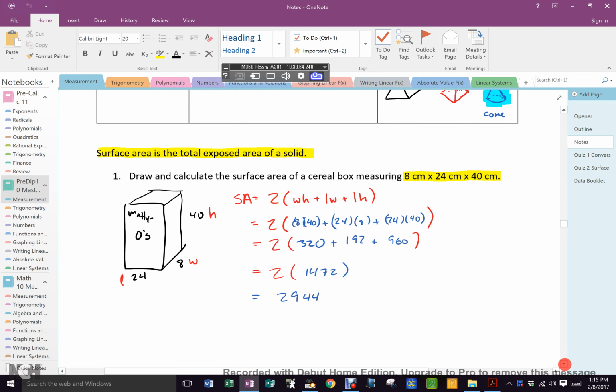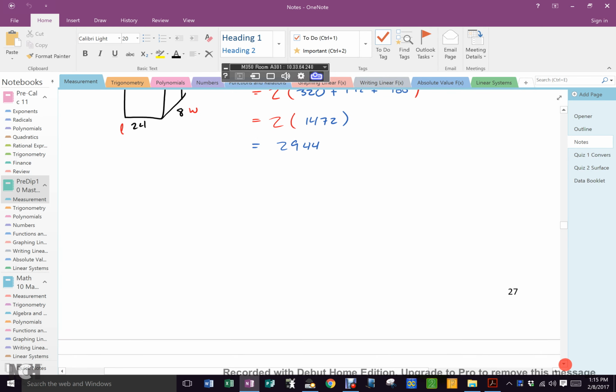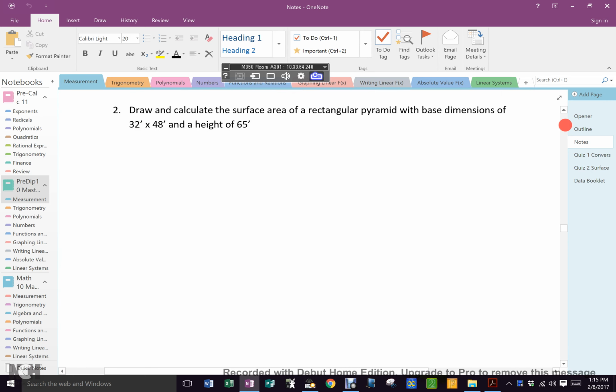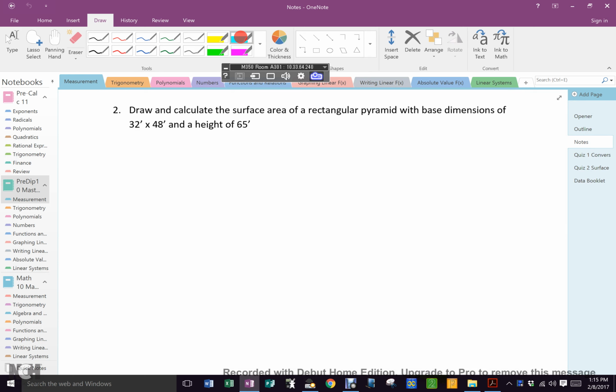All right. When you look at the next question, we are going to do a couple of things with it, okay? The first thing we are going to do is discuss the shape with which we are going to be dealing, all right? Now you look at the question, you read the question: draw and calculate the surface area of a rectangular pyramid. So that's the shape that we are going to be dealing with, right?